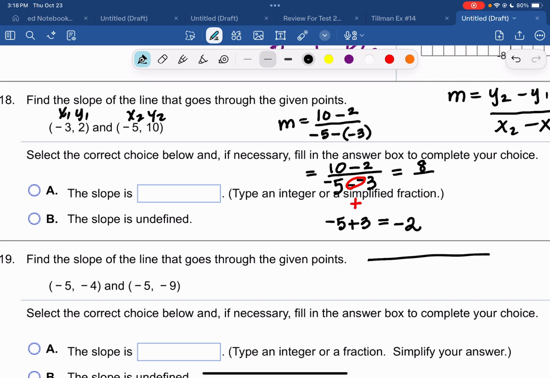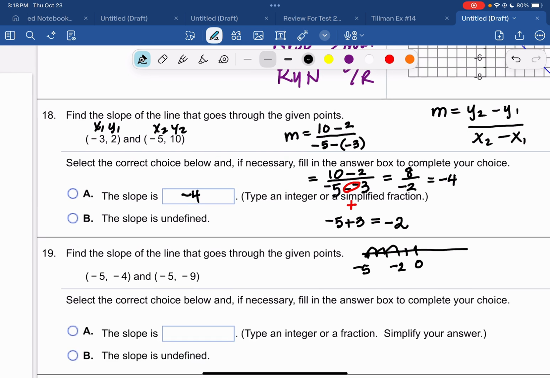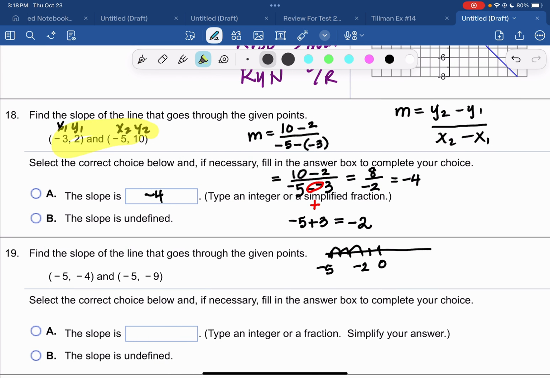Think of it on a number line. Start at 0. Go 5 to the left. So 1, 2, 3, 4, 5. I'm here. Go back 3, 1, 2, 3. I'm at -2. So this is 8 divided by -2. That's going to reduce to -4. Now, if you sketch these 2 points that we were given right here, you're going to see a line that's going downhill because this line has a negative slope. It's pretty steep too, -4.